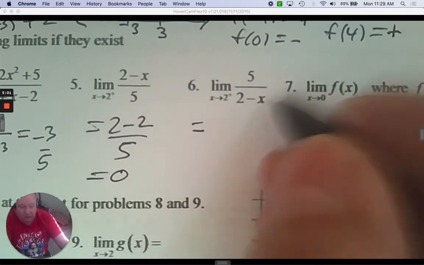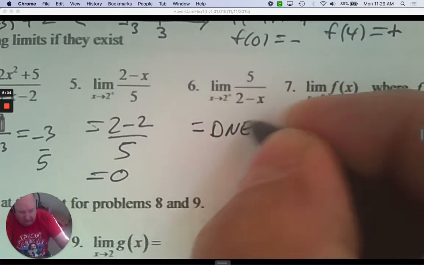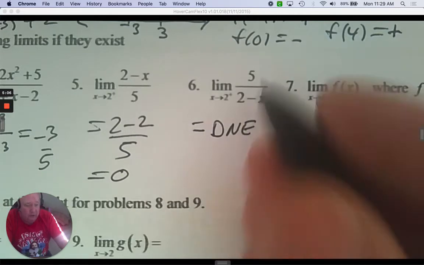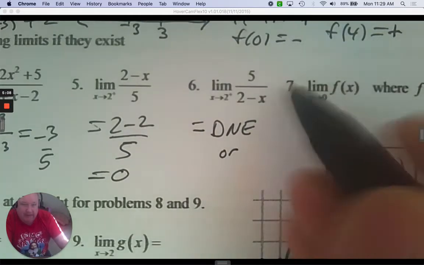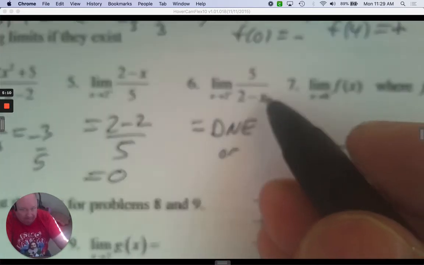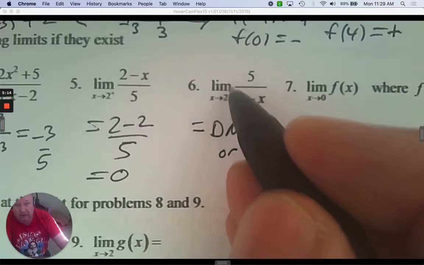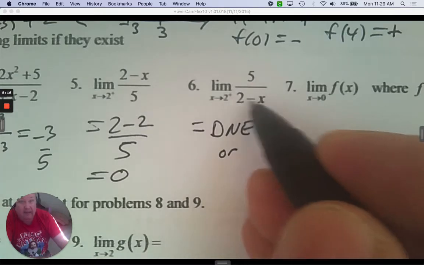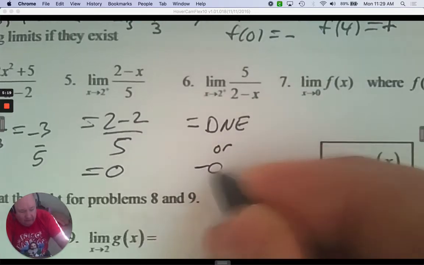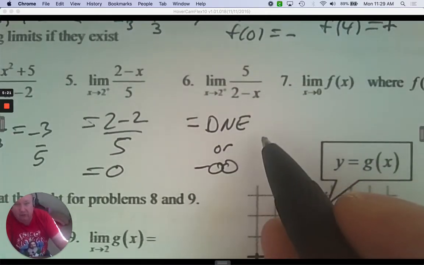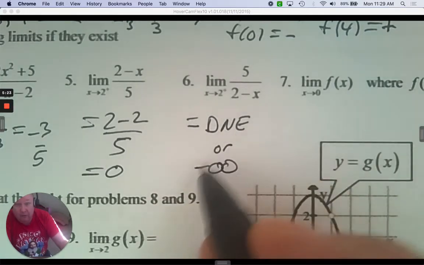So when you plug in 2, it's undefined. Therefore, this limit does not exist. You could also think of it this way, that at positive 2, we have an asymptote. If you plug in a number bigger than 2, that would be the right side. So if you plugged in positive 3, I want you to notice you get a negative answer. So that means the right side of the asymptote goes to negative infinity. But both are good answers.